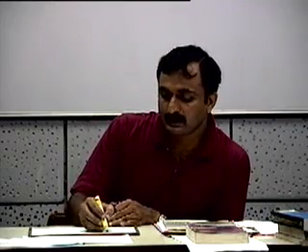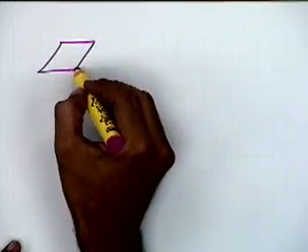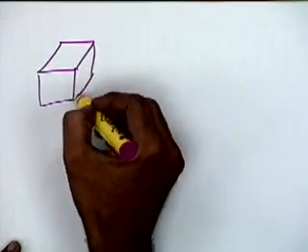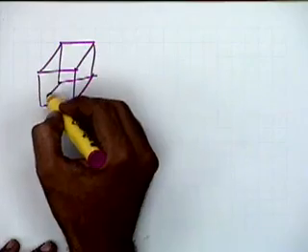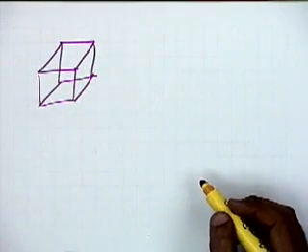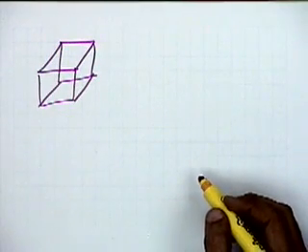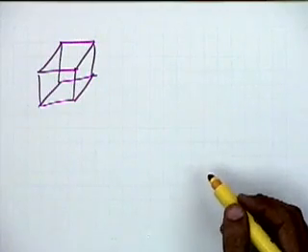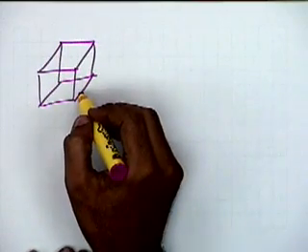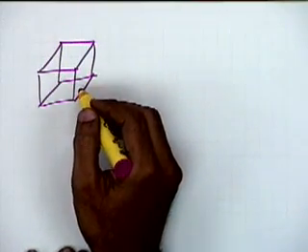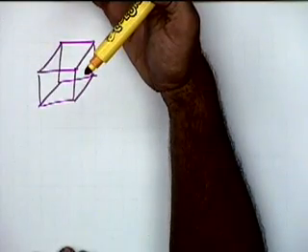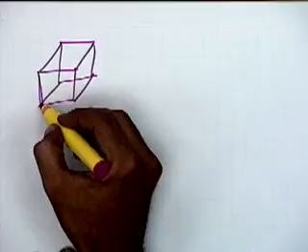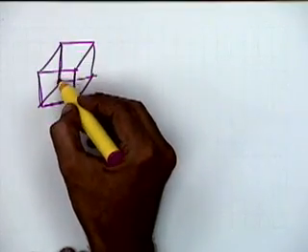If I am trying to make a view of a simple block, and I am displaying all the surfaces, this is what the view would look like. It's easy to see that this view is confusing. It's not easy to make out which surface is in the front and which surface is at the back. I can't make out whether this surface is in front or whether this surface is in front.